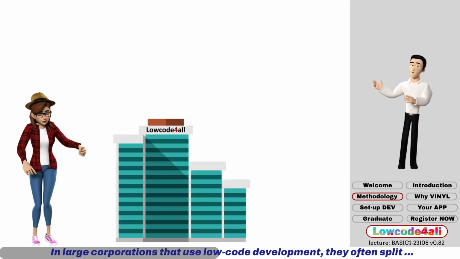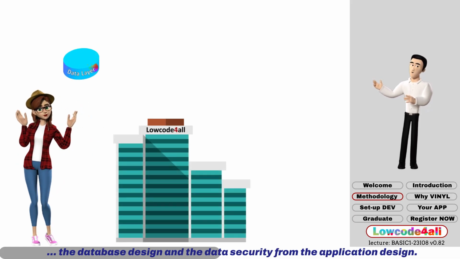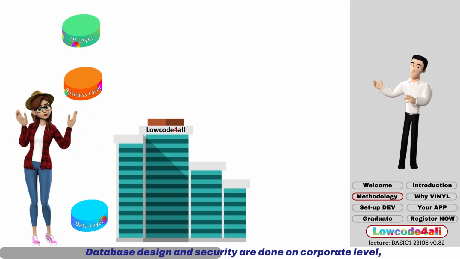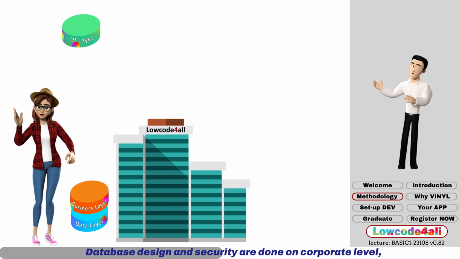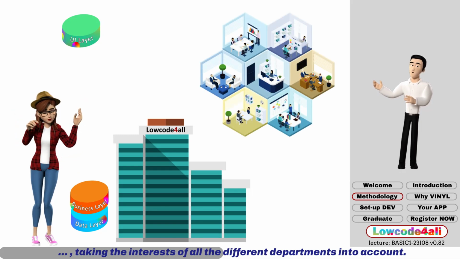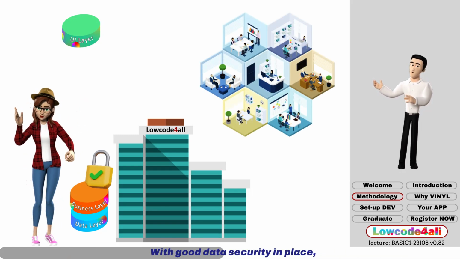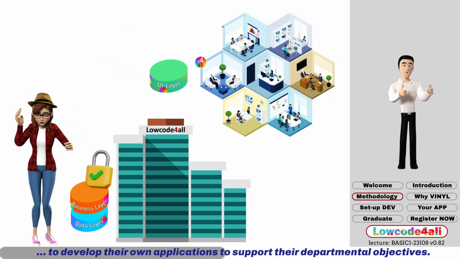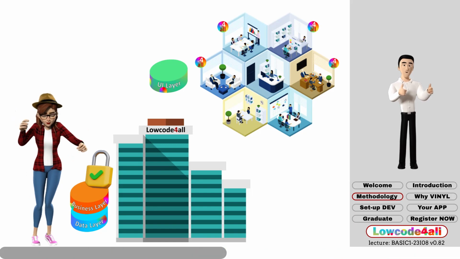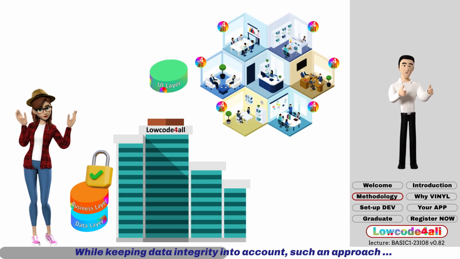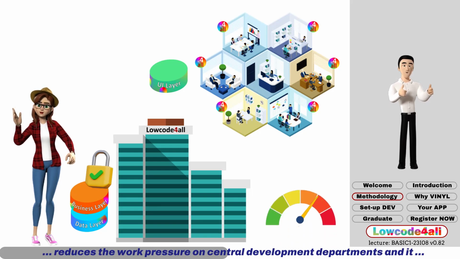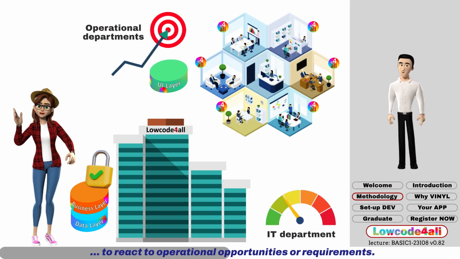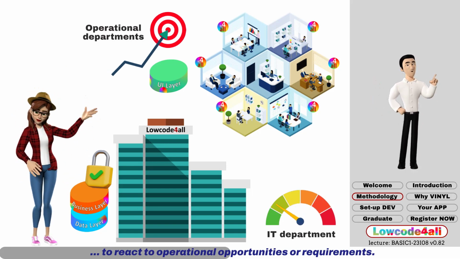In large corporations that use low-code development, they often split the database design and the data security from the application design. Database design and security are done on corporate level, taking the interests of all the different departments into account. With good data security in place, individual departments can receive more freedom to develop their own applications to support their departmental objectives. While keeping data integrity into account, such an approach reduces the work pressure on central development departments, and it drastically improves the ability of departments to react to operational opportunities or requirements.